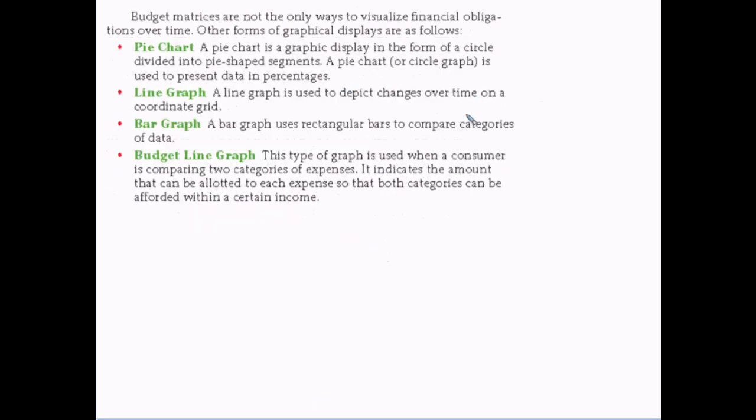Okay, there's other ways. Pie charts. You can have a nice pretty pie, and this big wedge here is for rent, and this little wedge over here is for savings. You can have line graphs. Those could be changes over time. Maybe you're charting your electric usage, your water usage. Line graphs are really good ways to visualize that. Bar graphs, pretty much the same thing as a line graph. They're good ways to make comparisons over time. And then budget line graphs take two categories of expenses, and it makes sure that the two categories never go over the top amount that you can use.